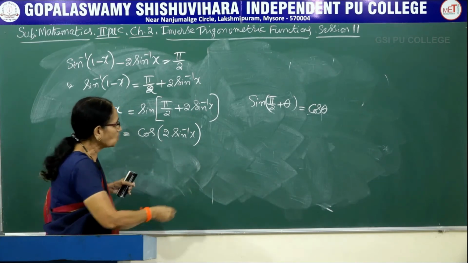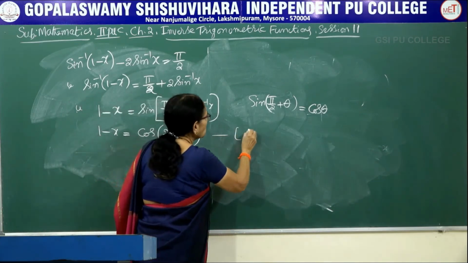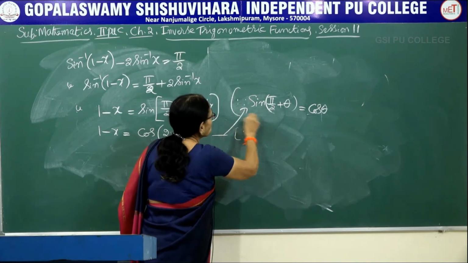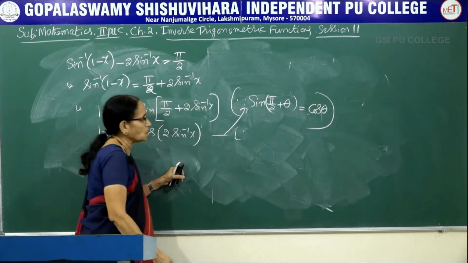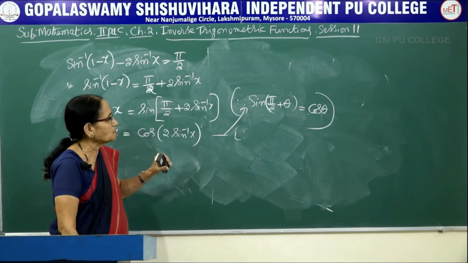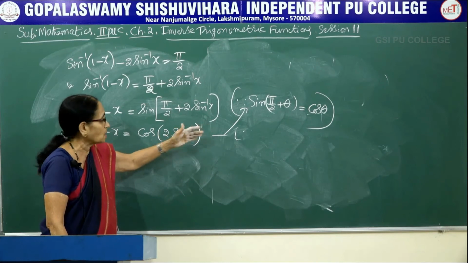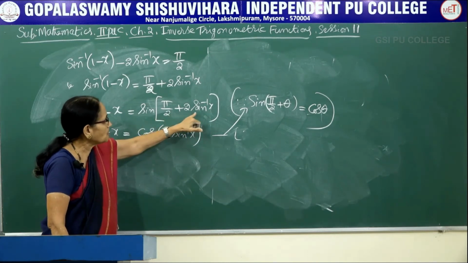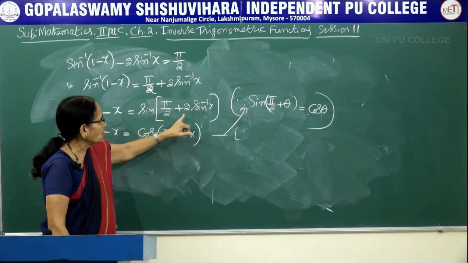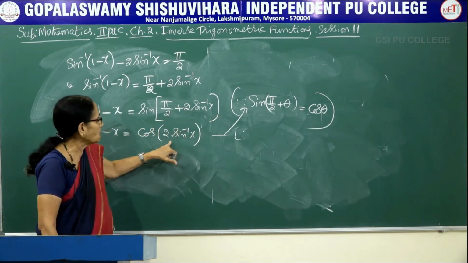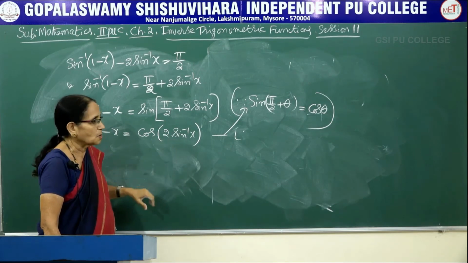That is, you can quote this result. Here you can quote this result, because this result has to be quoted in the working column, because we know that sin 90 plus theta is equal to cos theta. I am using that property, that rule of allied angle. Sin pi by 2 plus theta is cos of 2 sin inverse x. Whatever is given in the place of theta, I have taken it here, cos of 2 sin inverse x.